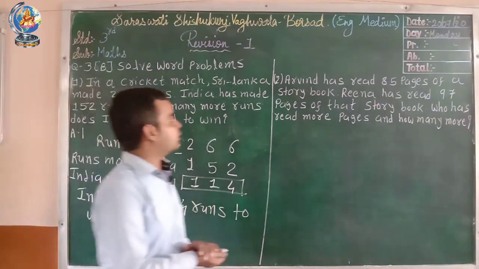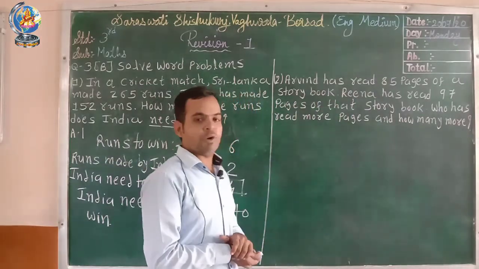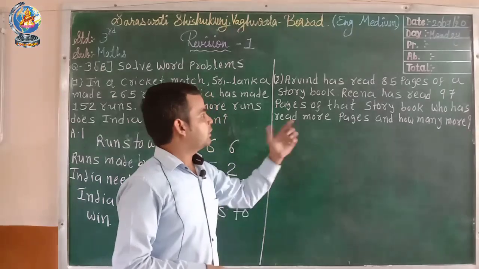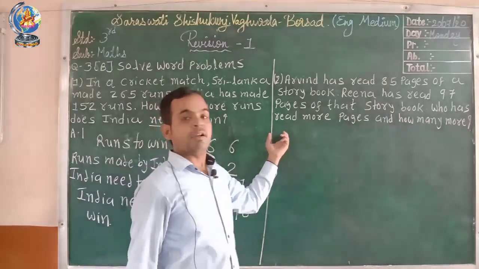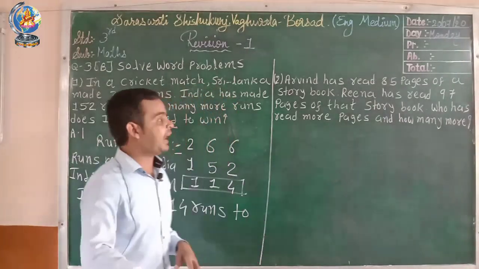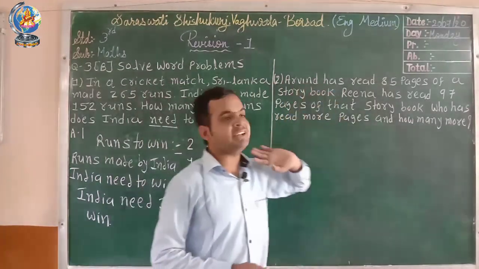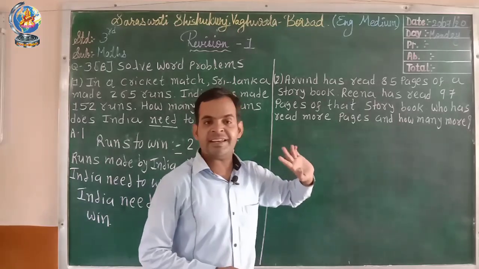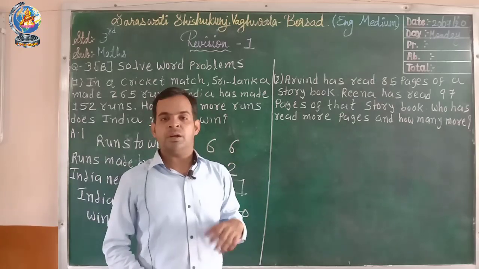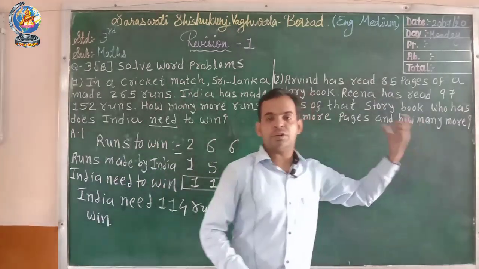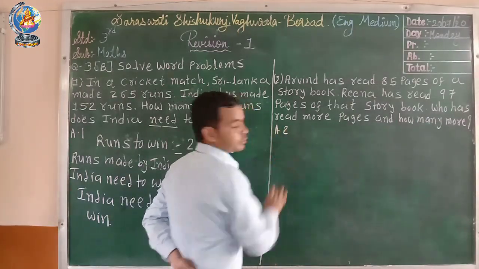Now let's start our second number sum. Arvind has read 85 pages of a storybook, and Reena has read 97 pages of that storybook. So who has read more pages and how many more? Here Arvind has read 85 pages and Reena has read 97 pages. So we have to find who has read more pages and how many more. You can see how many more, so here we have to do subtraction.